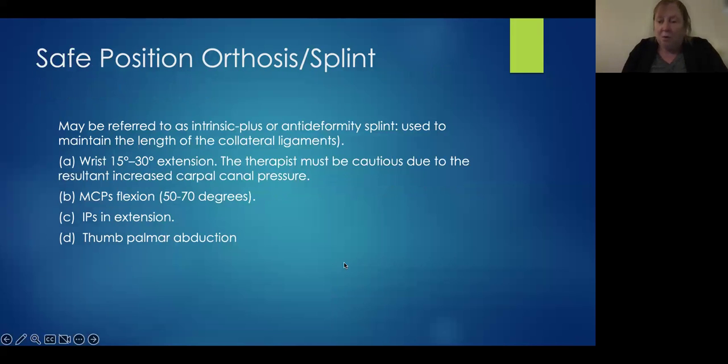Now, the other orthosis that you need to be aware of is what we call the safe position orthosis. Sometimes they'll refer to it as a functional orthosis in the safe position. So know it both ways. It also may be referred to as an intrinsic plus or anti-deformity splint. And it's used to maintain the length of your collateral ligaments.